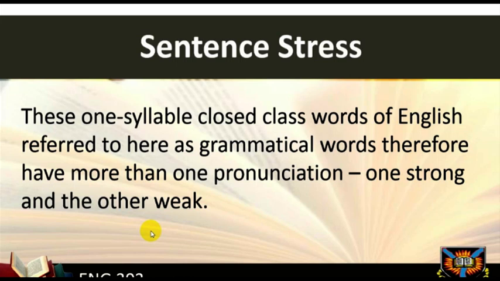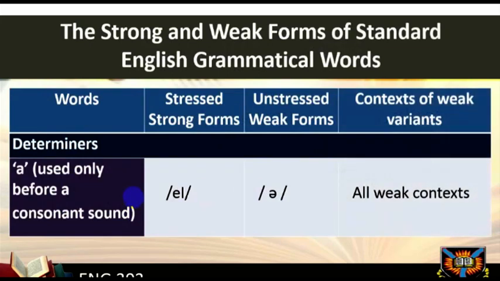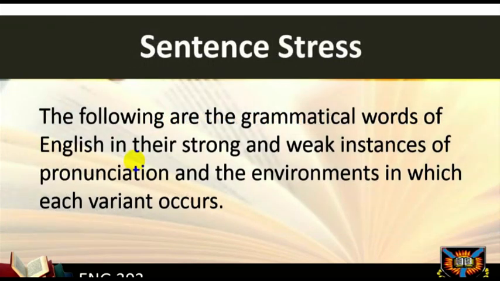The following are the grammatical words of English in their strong and weak instances of pronunciation and the environment in which each variant occurs. Tip: how stress behaves in a single word is different from how it behaves in a group of words. In a group, stress is reassigned. Stress may be deleted from some syllables which are originally stressed and transferred to another. Grammatical words are often unstressed.